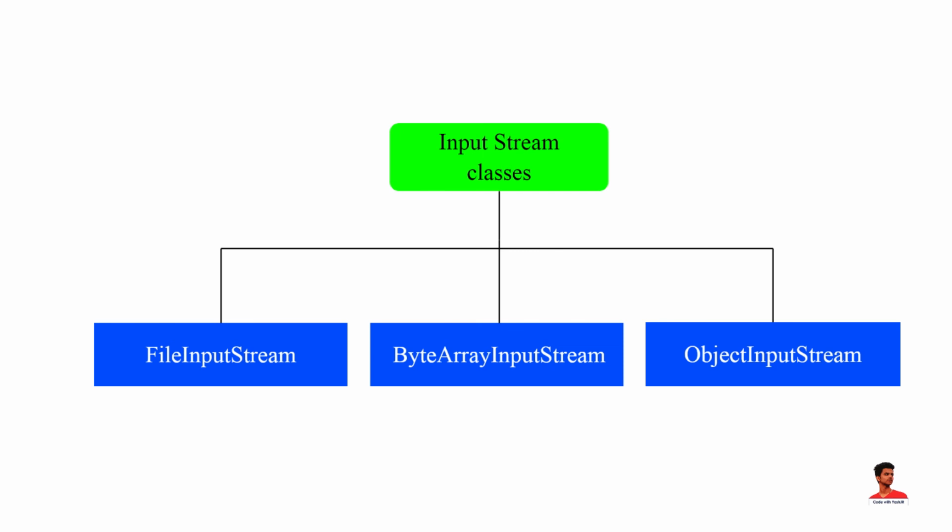Now, if we need to read those objects, we will use the object input stream that will convert the streams back to corresponding objects. This is known as deserialization.